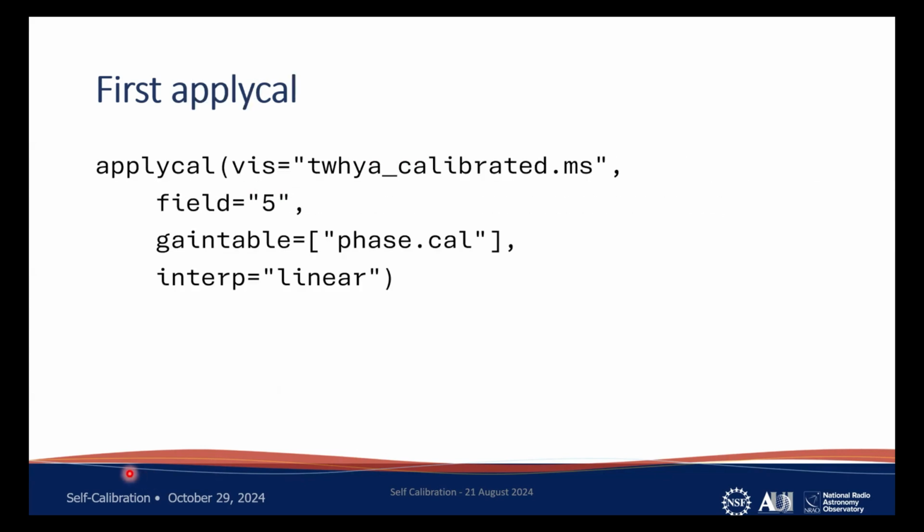Yeah. So after doing the calibration tables, we need to actually apply the calibration. I think this is straightforward. It applies to the visibilities using the gain table we created based on cal, using linear interpolation. So this should be a quick command, right?